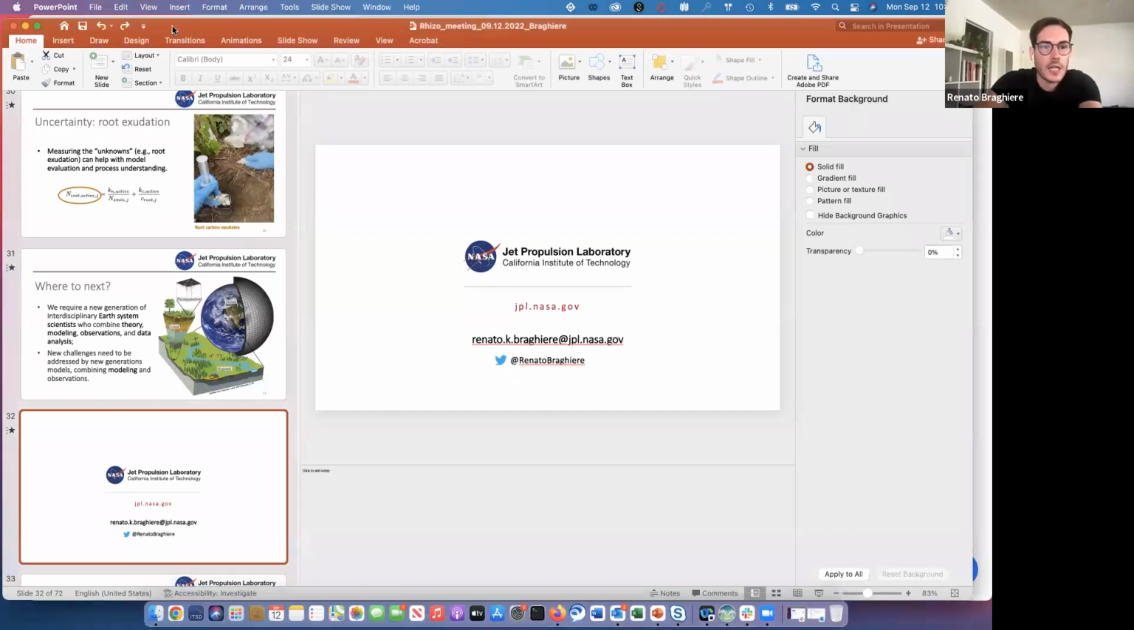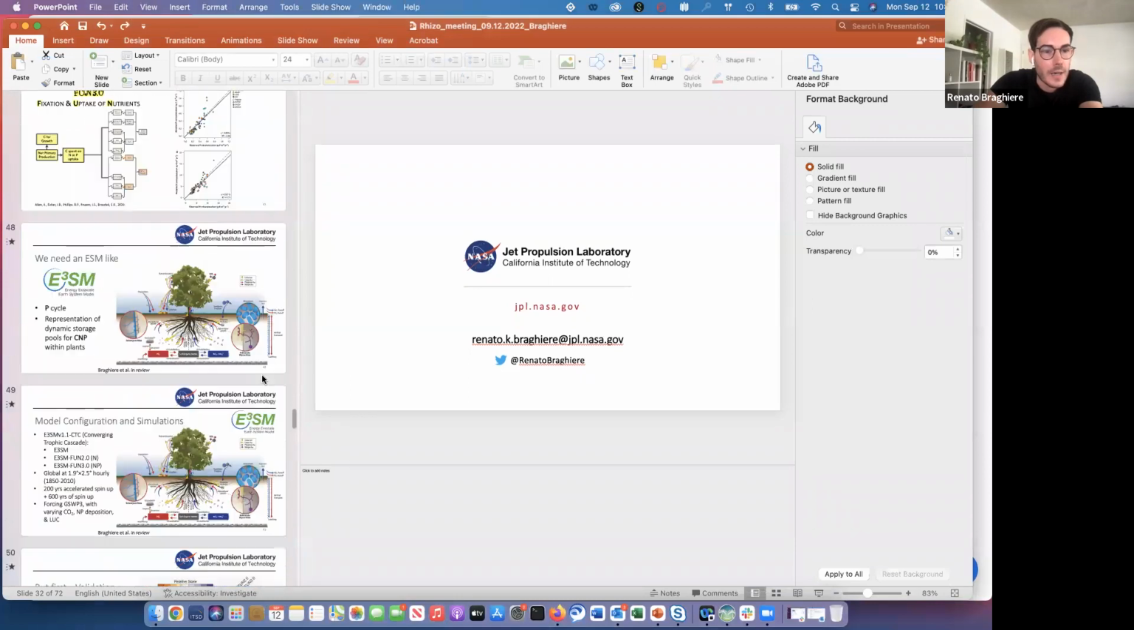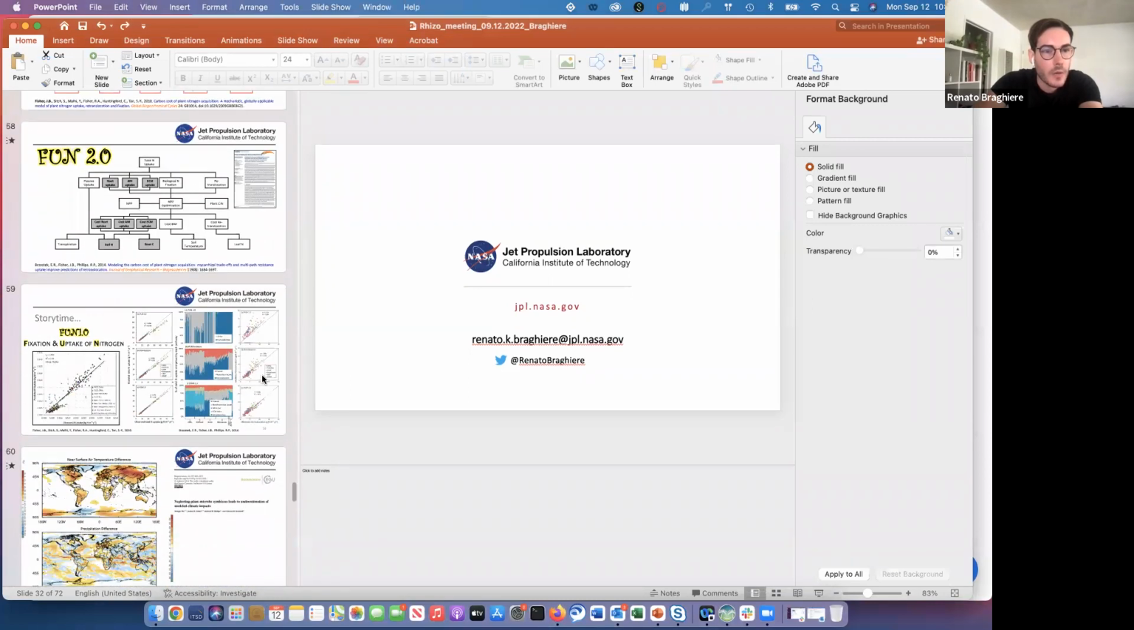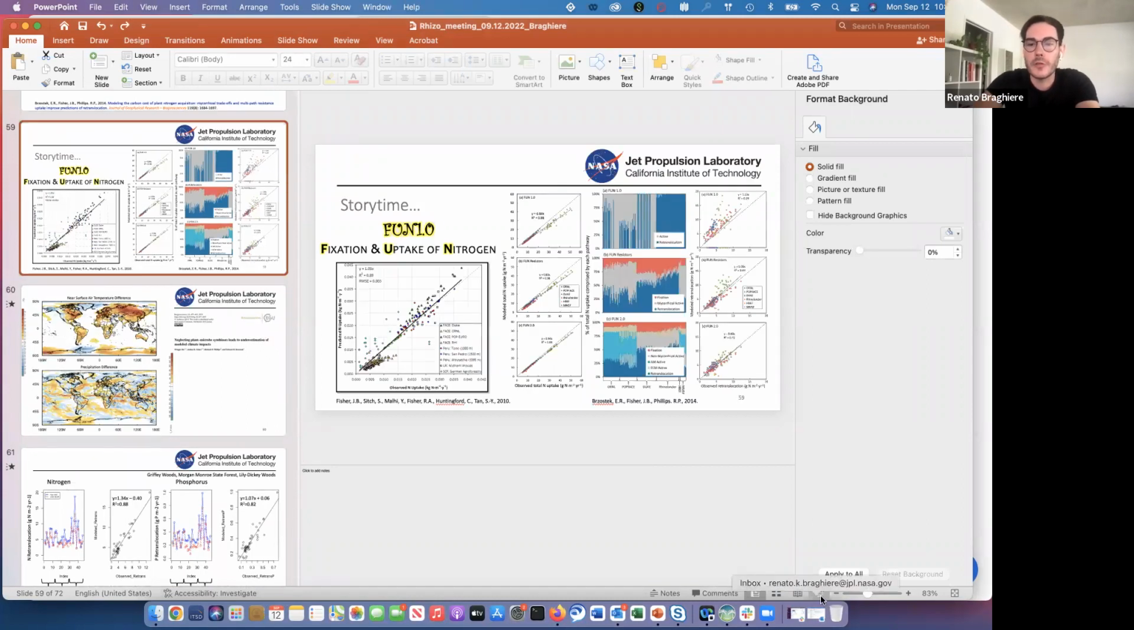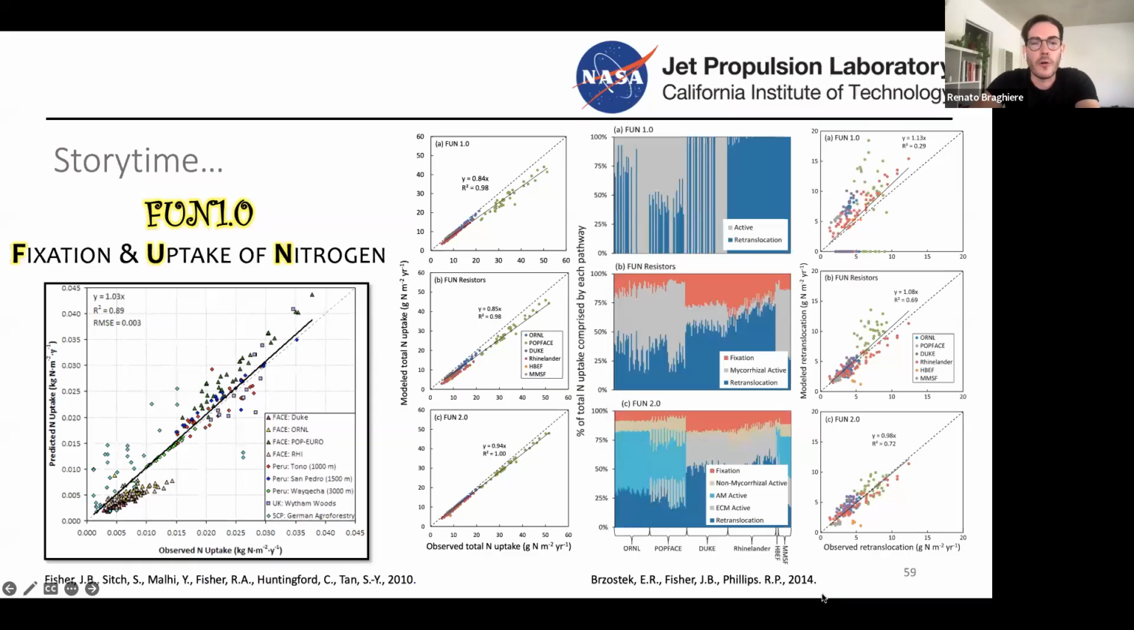Yeah, that's an interesting question. I added lots of extra slides because I hoped people would ask questions about that. Oh yeah, here. So I talk a little bit about the development of the FUN model. When the original FUN model was built, they didn't have all these uptake pathways. They had something called active, which was mycorrhizae, let's say, and bacteria, and something called retranslocation. And when they fit the model to the data, they got a reasonable agreement.